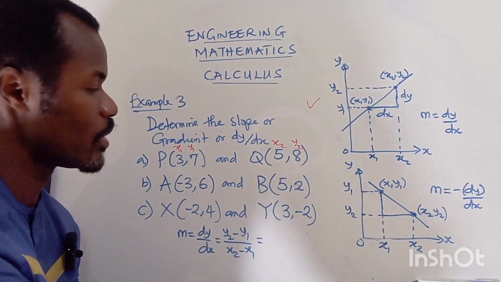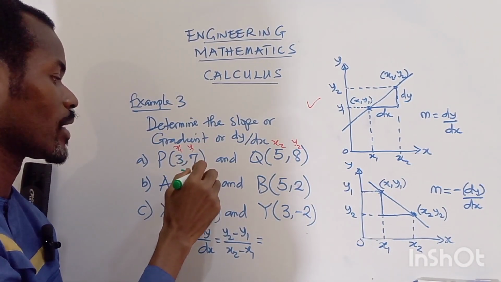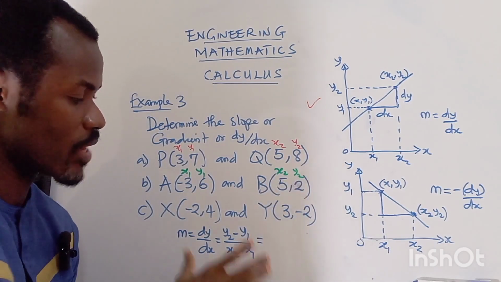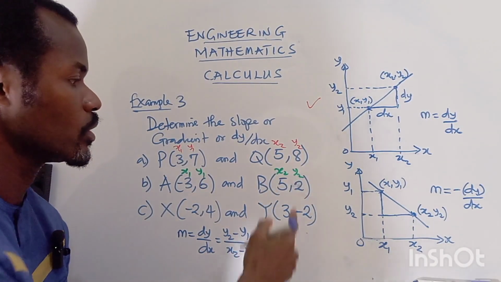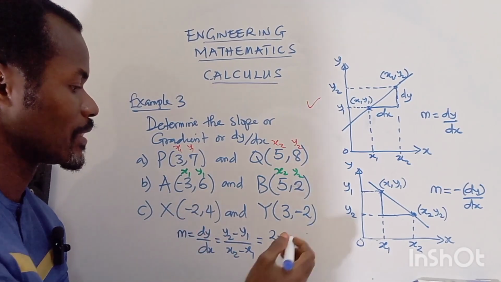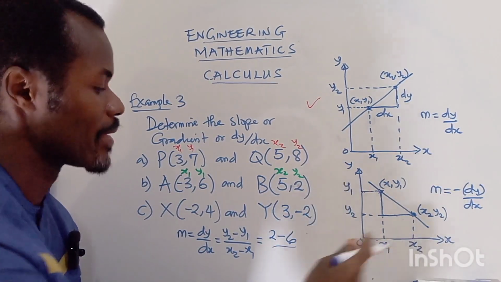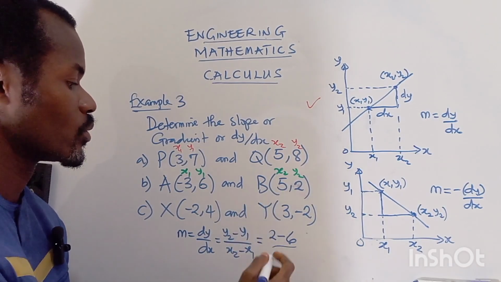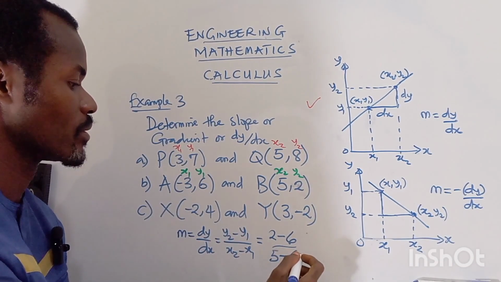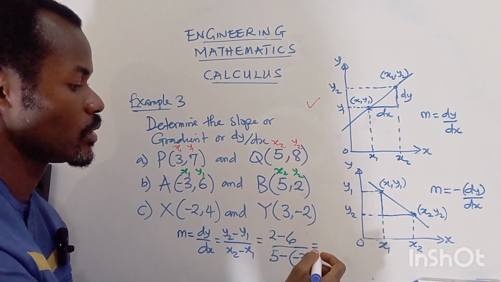Now let's solve the second problem. All you need to do is label this x1, y1, and x2, y2. Then write out the formula and substitute. We start with y2, which is 2, minus y1, which is 6. This already shows it's going to be negative, so our graph should look like this. Our x2 is 5 minus our x1, which is minus 3.